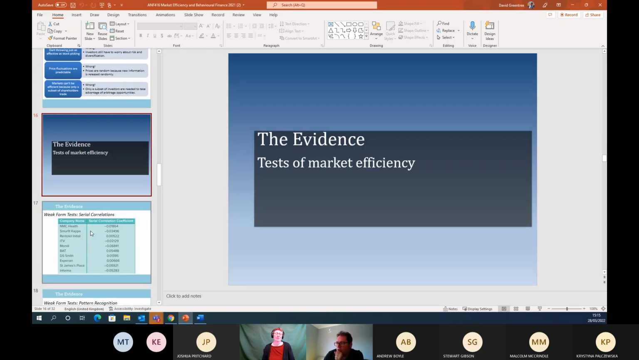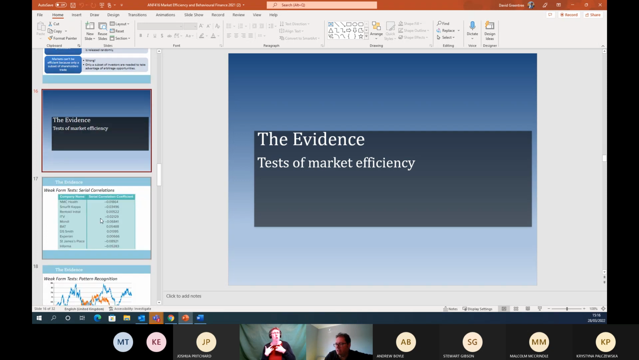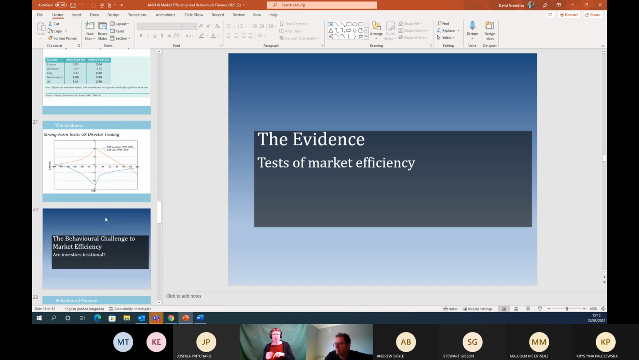There was then quite a lot of empirical data to try and justify the theoretical approach to market efficiency. And as you can imagine, there's been quite a lot of research done on this from an empirical, numerical point of view, trying to prove market efficiency theories.